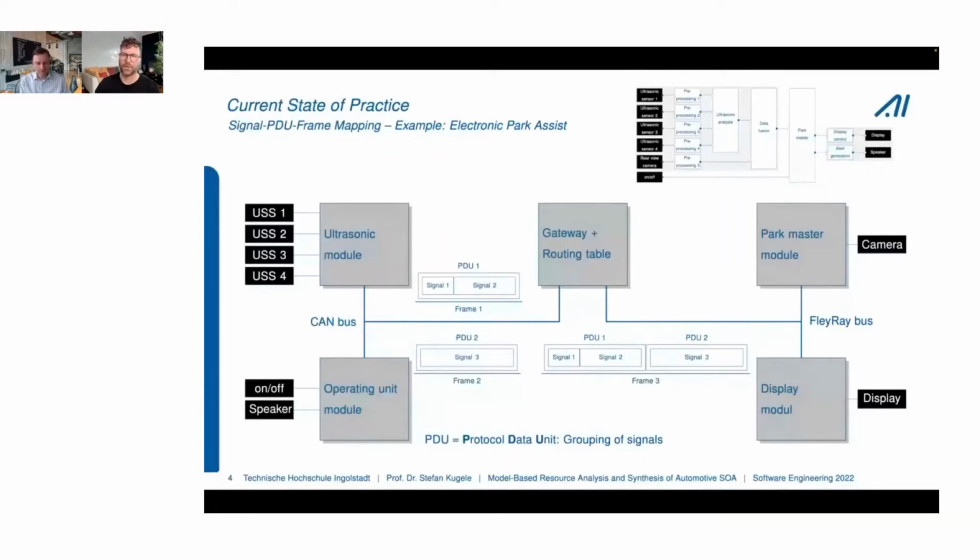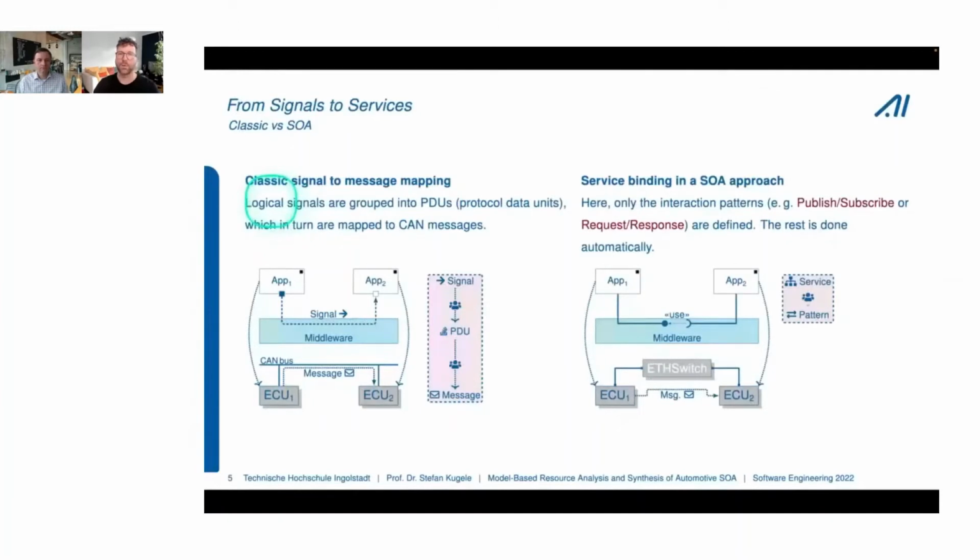For making this technically happen, these signals need to be mapped onto technical things like PDUs. PDU stands for Protocol Data Unit, and those PDUs are then packed together into frames. These are then the frames for a concrete communication protocol, like for instance the CAN bus, FlexRay, or Ethernet. This is a really time-consuming process to map all these signals, and this is basically how it works today, on the left-hand side. So we have this manual mapping of signals to PDUs to frames of messages.